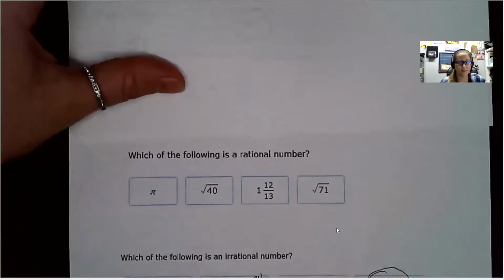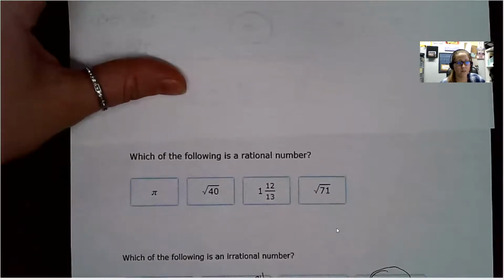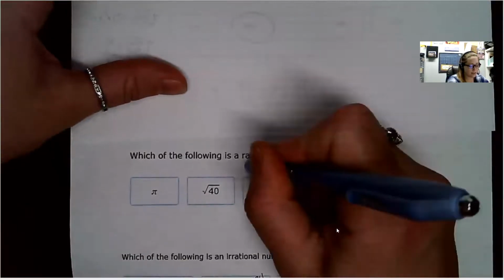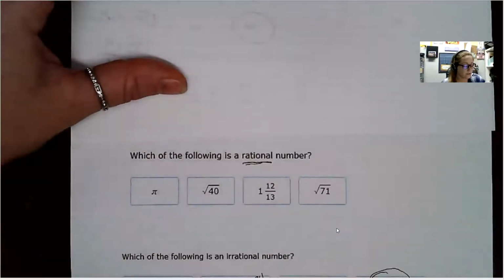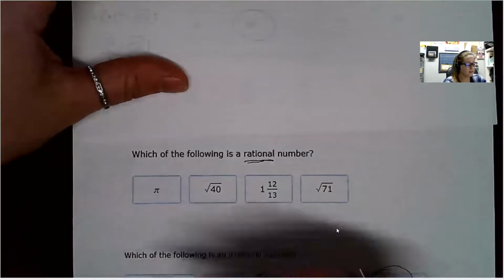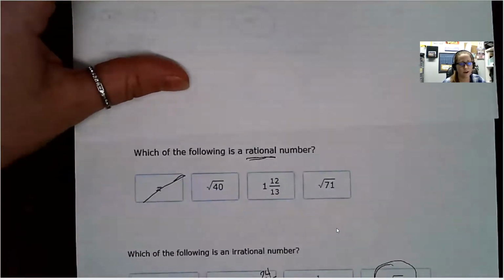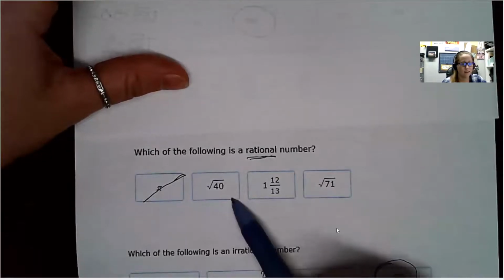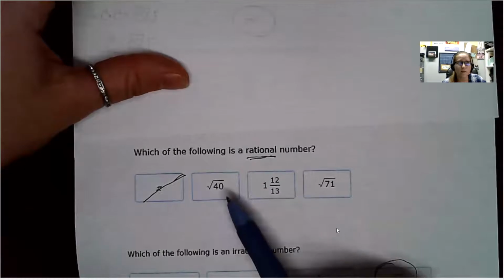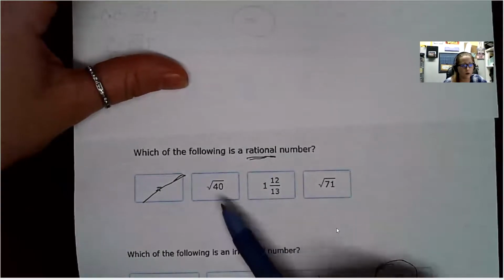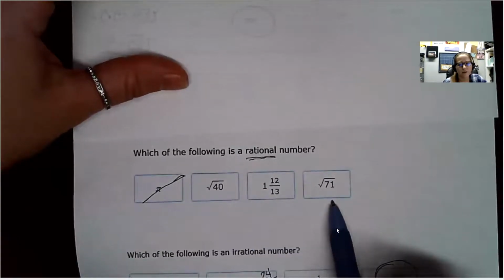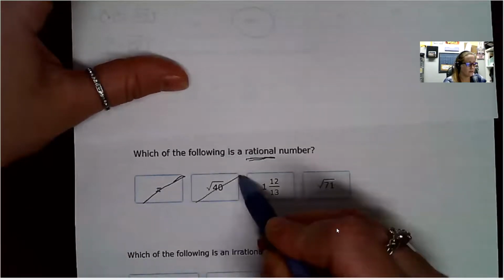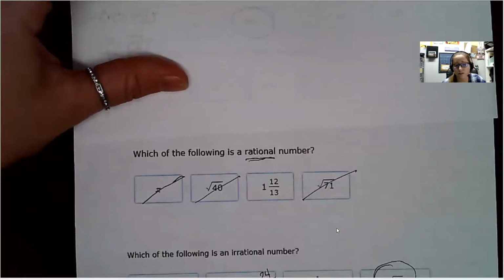What about this one? Looking at this one, which of the following is a rational number? And again, anytime you see where it asks about rational numbers and then you see pi, pi is not going to be your answer. And then you want to look at the square root of 40. Thinking about that, the square root of 40 is not going to give you a whole number. Same thing with the square root of 71. When we find those square roots, those are not going to be rational.